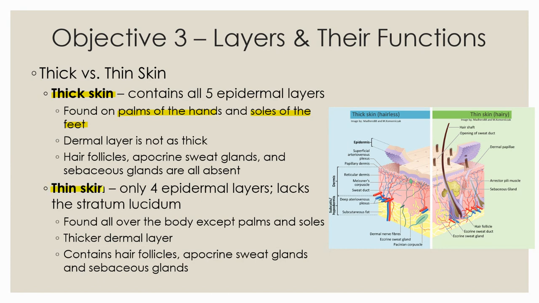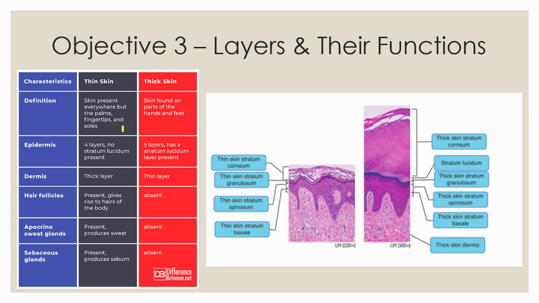Then your thin skin has only 4 epidermal layers. The stratum lucidum is not there, and it's pretty much everywhere else on your body. It does have a thicker dermal layer. It does have the hair follicles and the other sweat glands and oil glands. So there's a side-by-side comparison. You can see microscopically, here we have the extra layers, so it makes it thicker. Here we are missing a layer, so it makes it thinner. But remember that the dermis is thicker in the thin skin and thinner in the thick skin, if that makes sense.